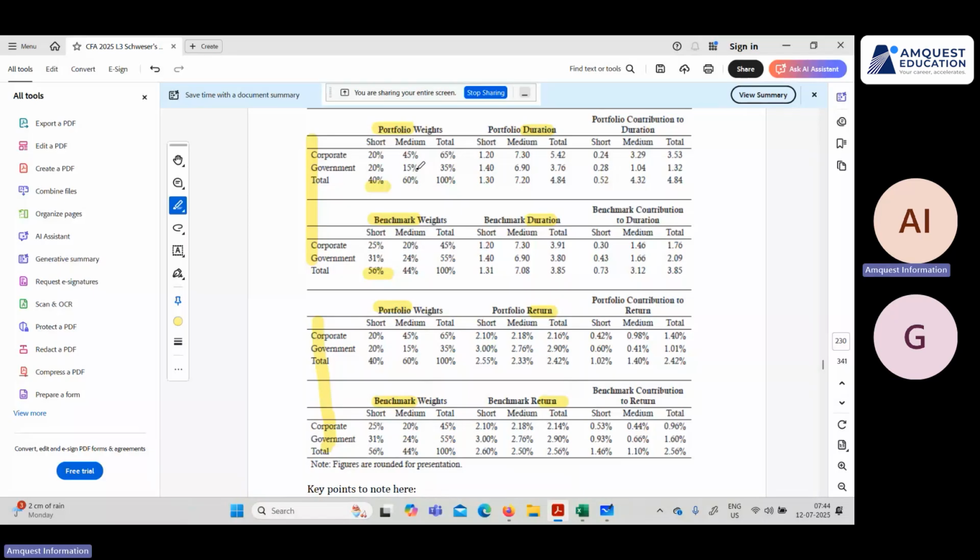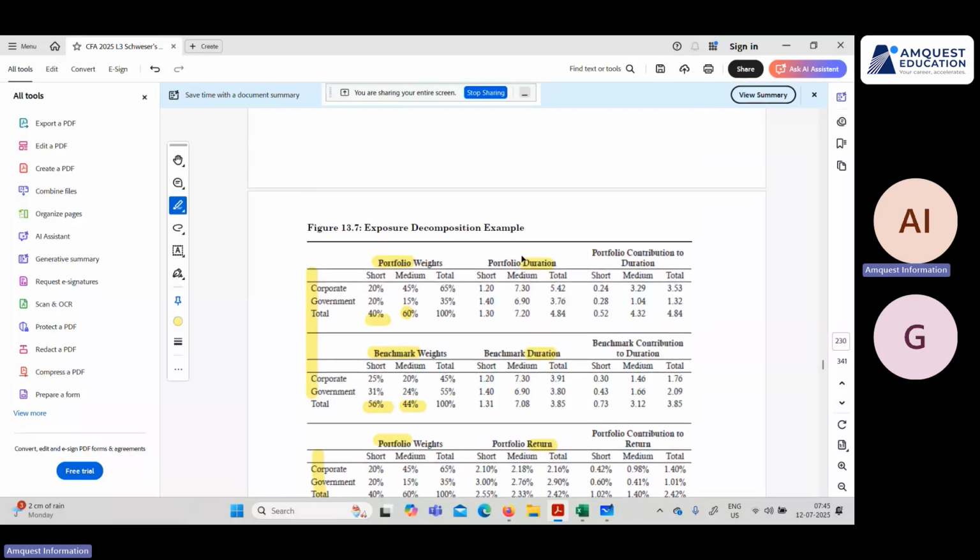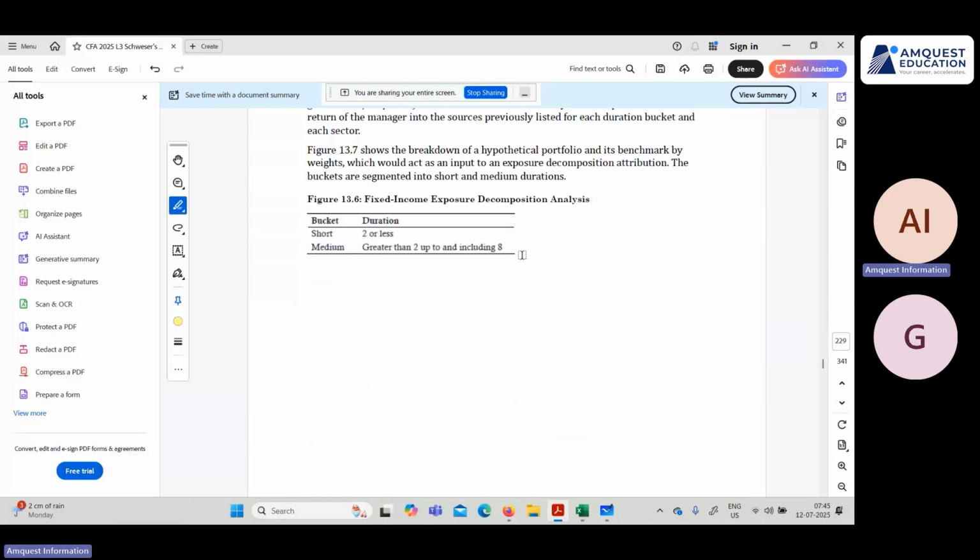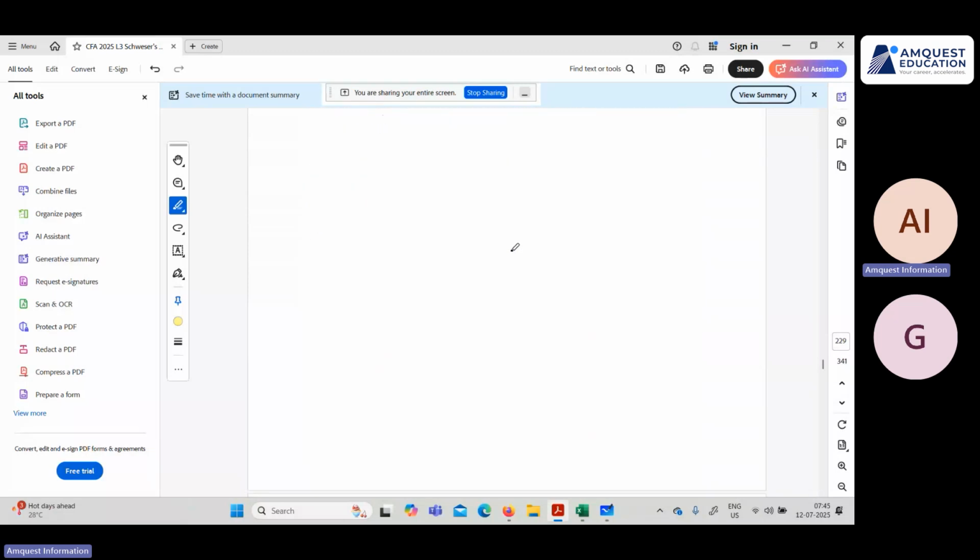Okay, we'll just do the analysis. Let's try to see what else we can see. We can see that in the short term he has underweighted, and in the medium term he has overweighted. Okay. And above he gave a disclaimer, all that is not very relevant. He said that I don't have anything in long term. He said that when I'm doing the exposure decomposition analysis, short term is 2 years or less to me, and medium term is 2 years up to 8 years. I don't have anything for long term. Okay. So the only buckets they created are short term and medium term.